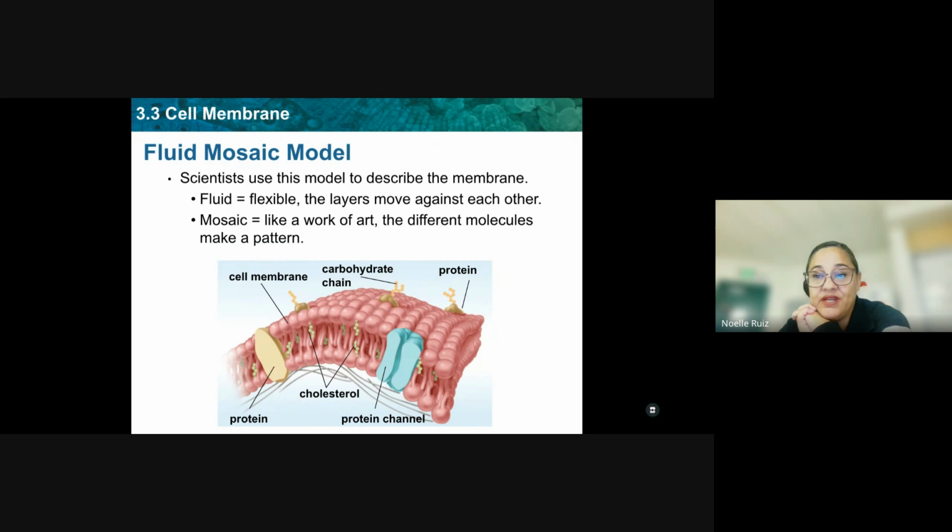You can see there's pretty much almost all of our four major macromolecules. There's carbohydrates, there's proteins, there's lipids, there's cholesterol, which is a lipid, and the little tails that are arranged against each other, those are made of lipids. So our cell membrane is a very complex structure all by itself.